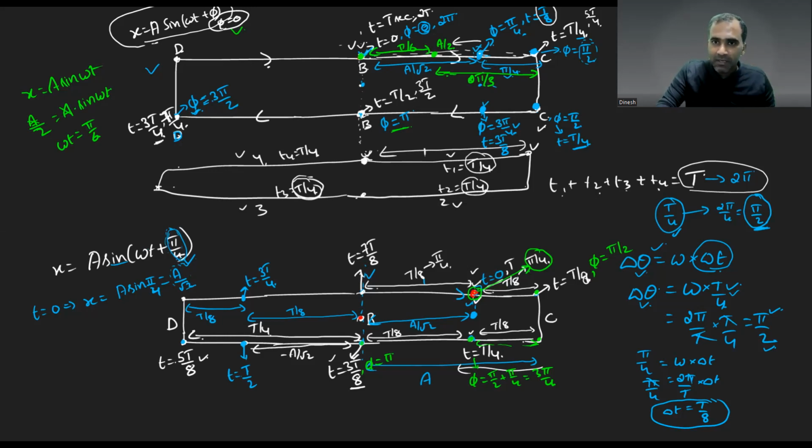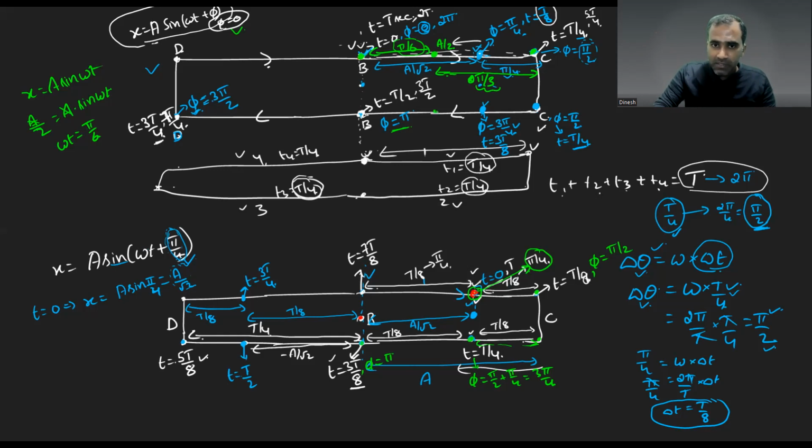From here to here, it is pi by 2, that much we know. Mean and extreme, what is the phase gap? Pi by 2. Correct? So from here to here, to travel A by 2 distance from the mean position, what is the phase change? Pi by 6 is the phase change. And from here to here, phase has become pi by 2. From pi by 6, it has become pi by 2. What is the phase difference between these 2 points? Pi by 3 is the phase difference.